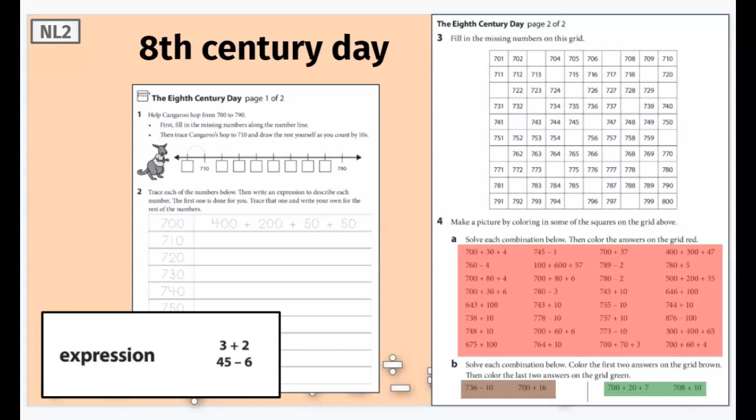To celebrate those 80 days of learning, we're going to work on some pages in your Number Corner book. Page 49 and page 50. We're going to celebrate with kangaroo. Before we do that, let's take a look at our number line.